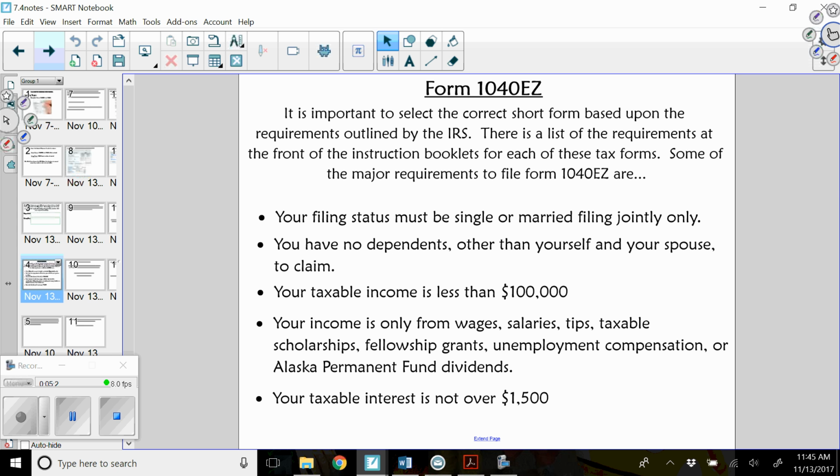If you get a scholarship to go to college, sometimes it's taxable, sometimes it's not. It depends on what type of scholarship you got. And your taxable interest is not over $1,500. So where do you earn interest? The bank. If you have money in the bank and you get a form from the bank saying how much you earned in interest, when I get mine, I'm like, hey, you earned 3 cents. I don't ever go over that. They tax everything.